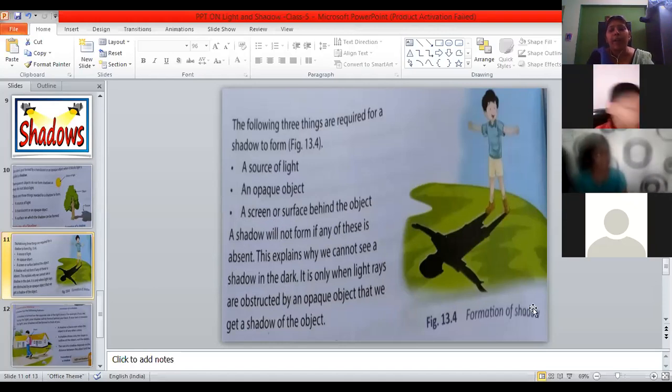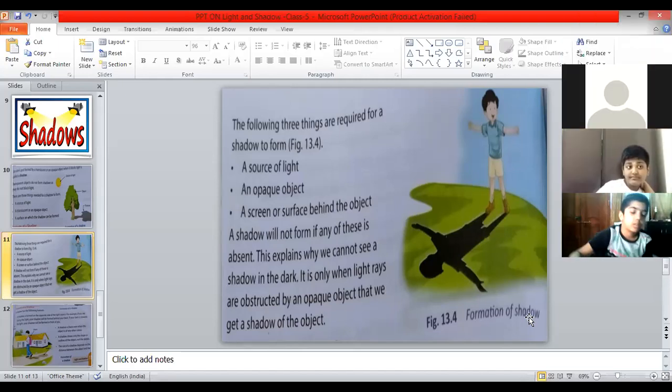It is only when light rays are obstructed by an opaque object that we get a shadow of the object. When the light rays are obstructed by the materials, then only the shadows will be formed.